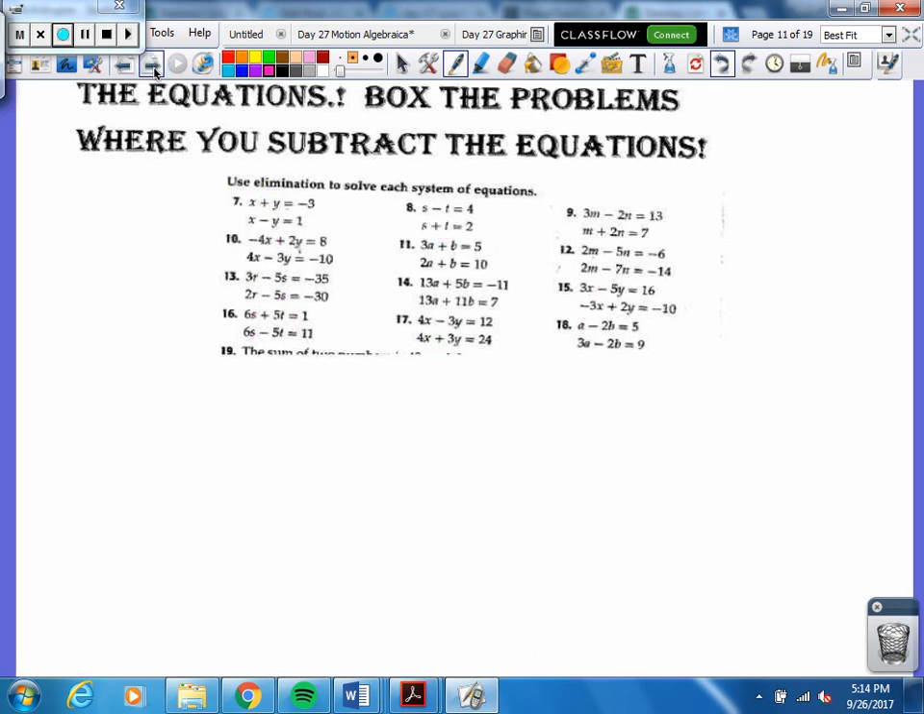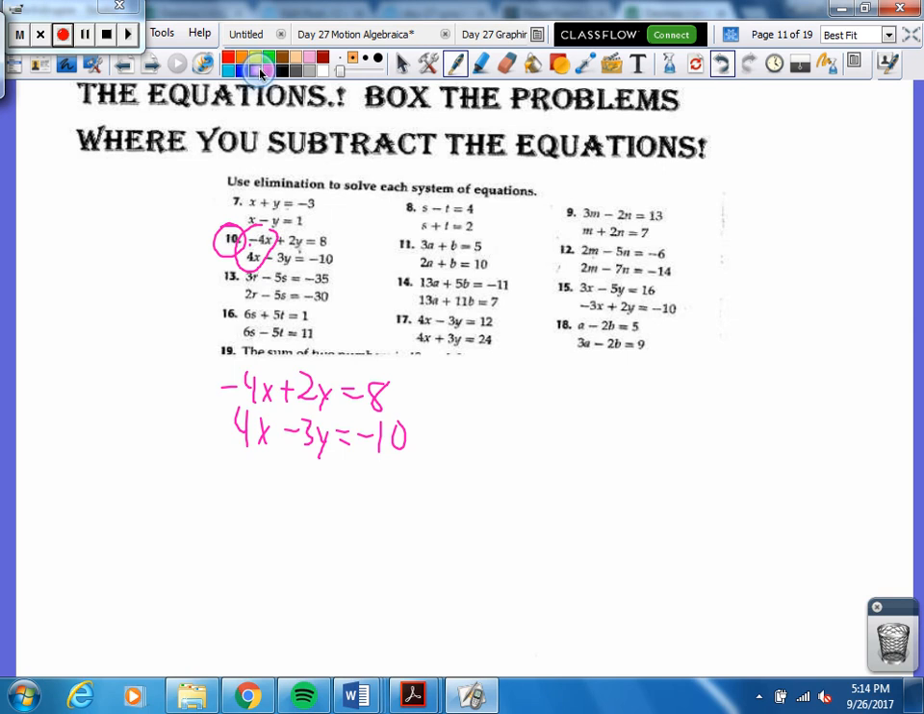So, let's solve one of these, shall we? Let's see what we mean. Look at number 10 right there. Write this in your notebook. Copy this down. We're going to solve it as it is, okay? So I got a magic pair right here. Got a good magic pair. So I can solve it. Negative 4x plus 2y equals 8. 4x minus 3y equals negative 10. Okay. You need to solve.